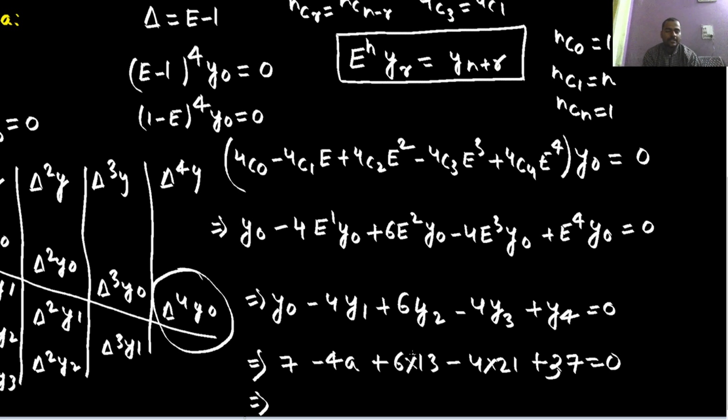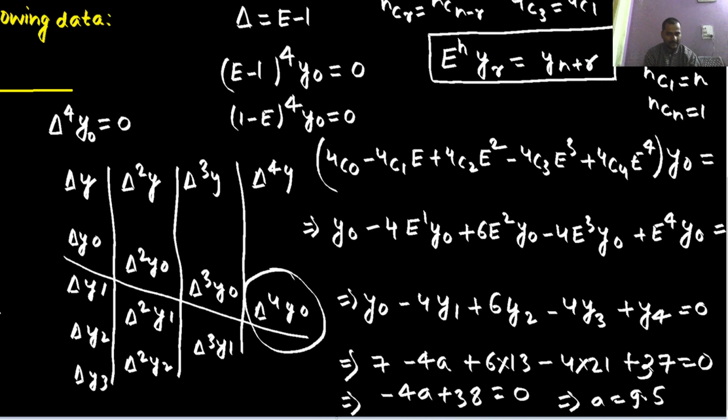So this will be 78 plus 7, that is 85. 85 minus this is I think 84, that is 1 only. And 1 plus 37 is 38. So 4a equals 38, giving you again a as 9.5.